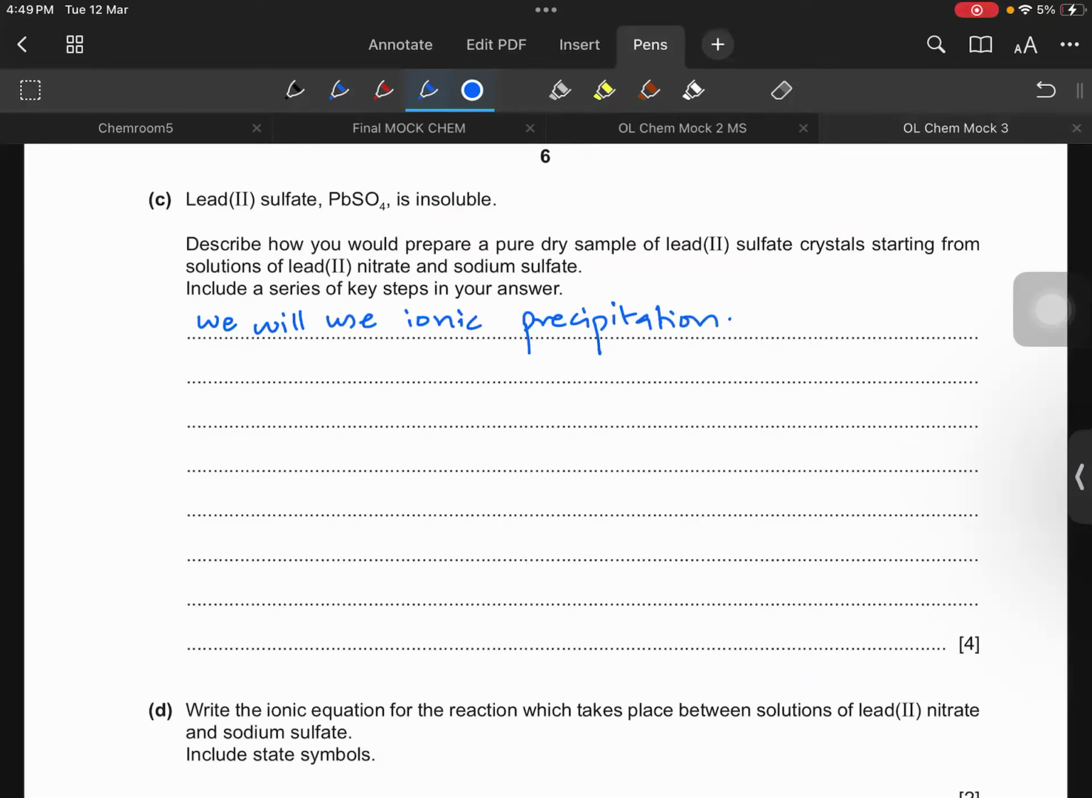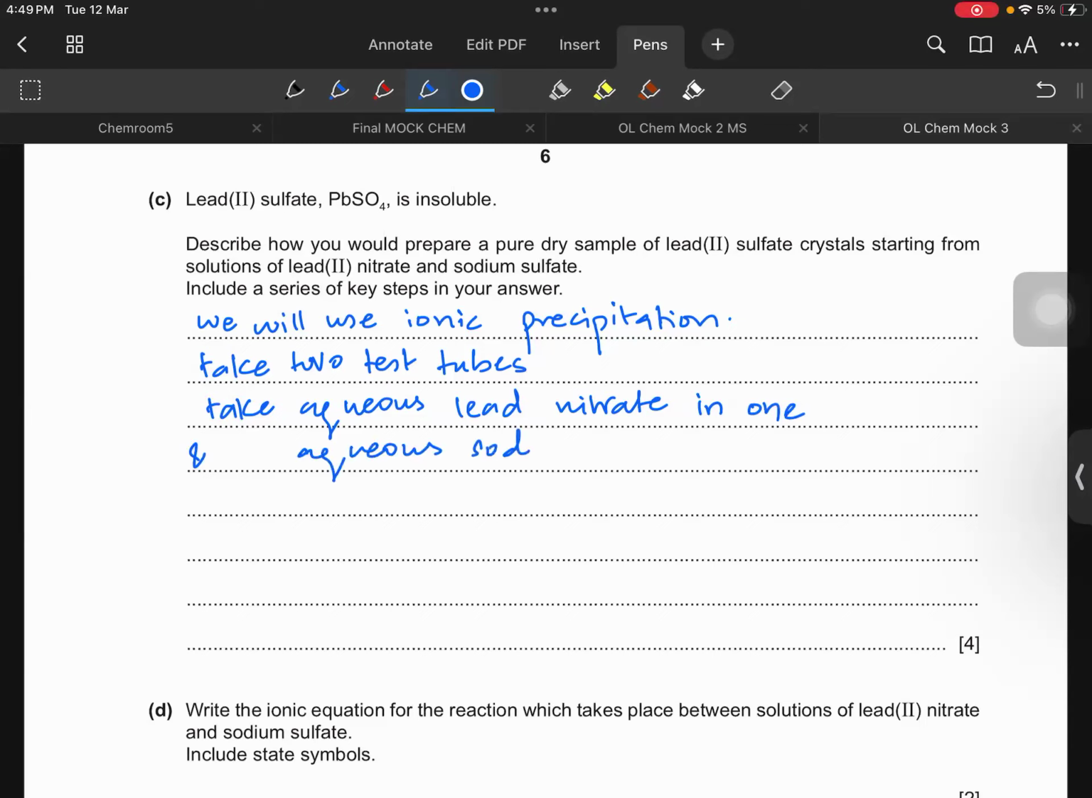Sir, take 2 test tubes और aqueous sodium sulfate को react करे with another aqueous solution of lead nitrate. Sir, हम इन दोनों को react नहीं करेंगे साथ? यही तो बोल रहा हूँ. Take aqueous lead nitrate in 1 and aqueous sodium sulfate in another. Then white PPT करेंगे? Mix them, white precipitate is formed, and aqueous sodium nitrate is formed on top.